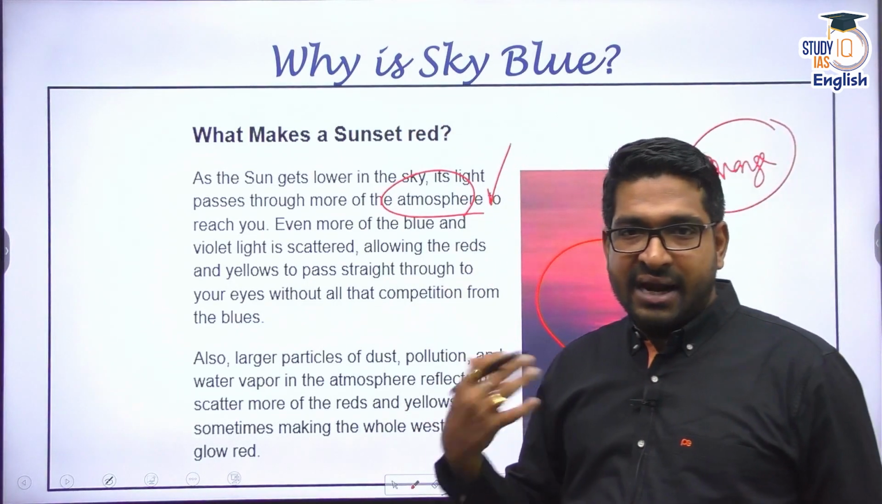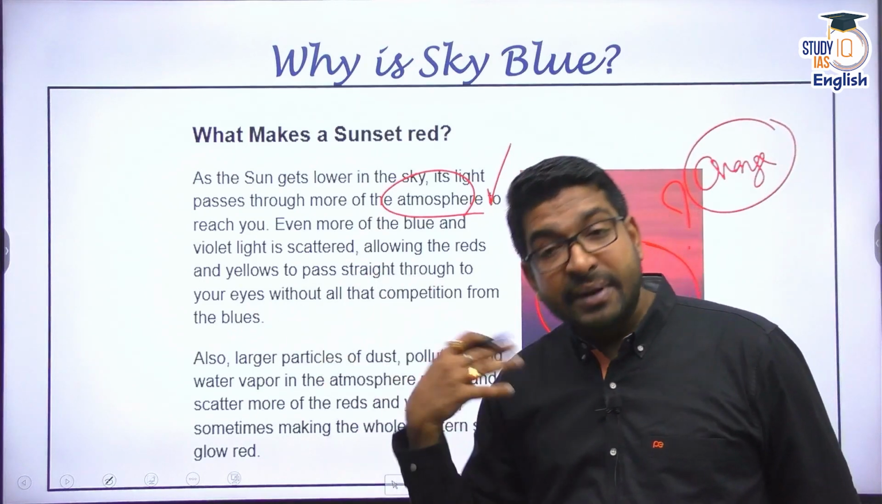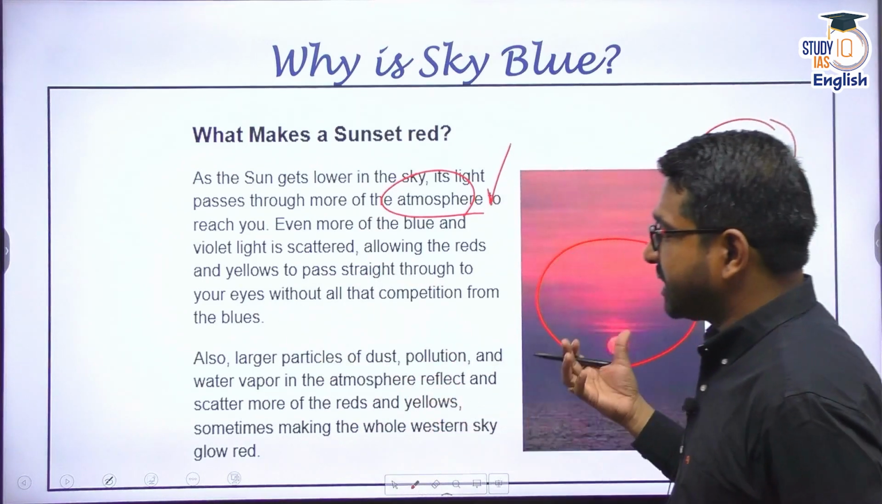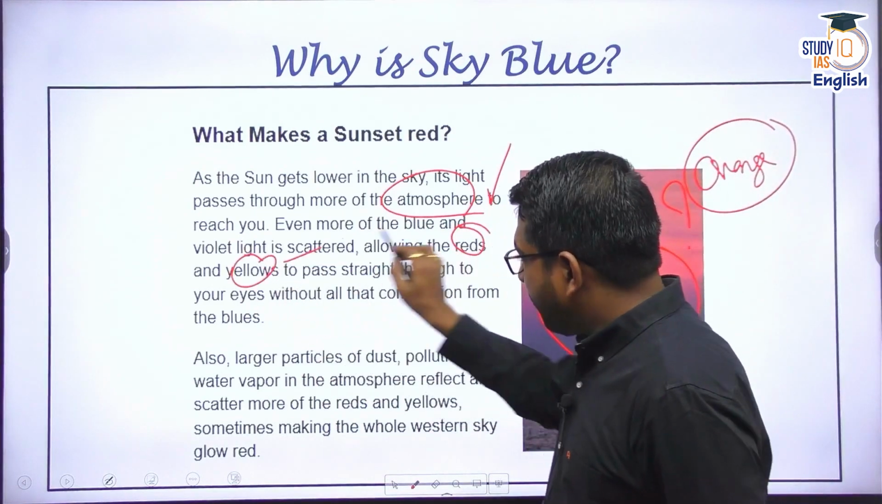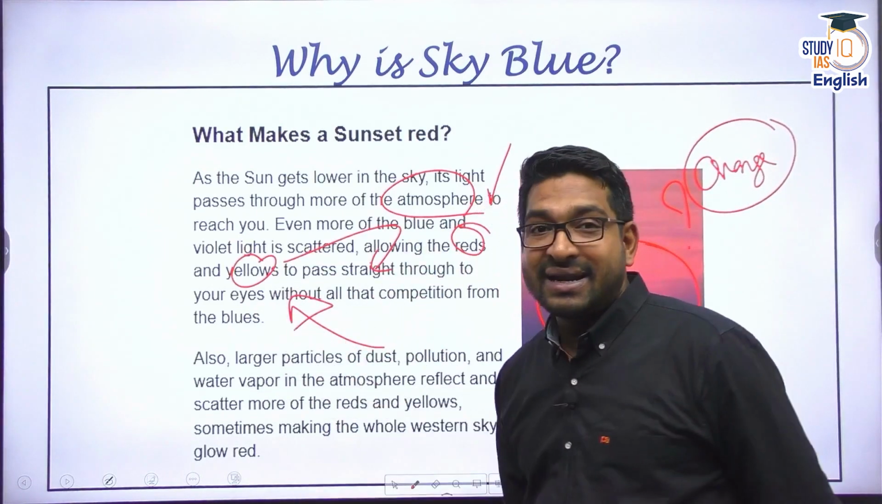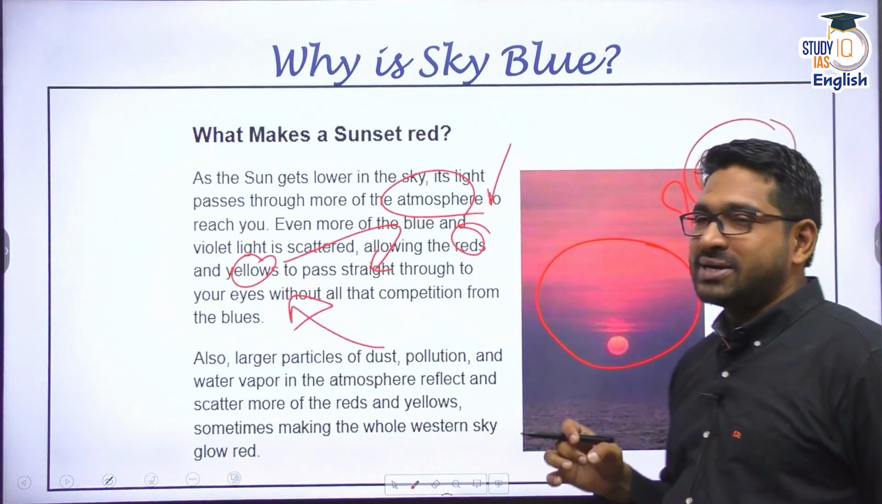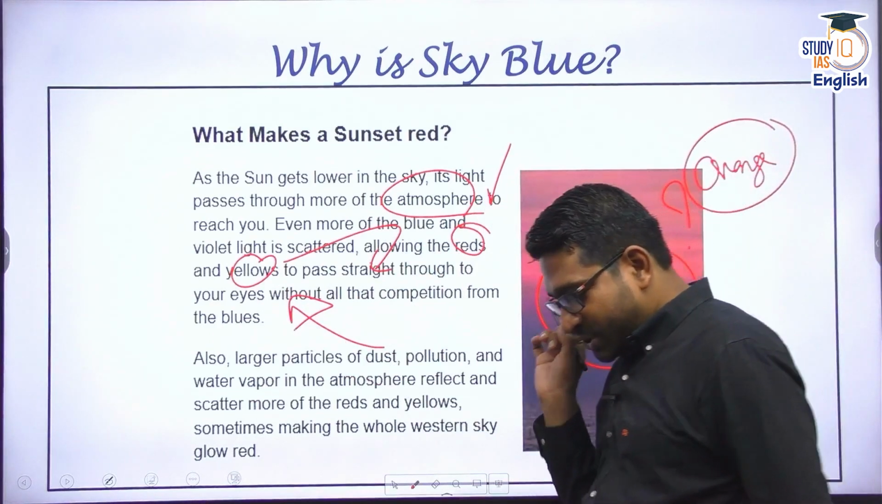Of course, blue light is scattered. Blue light is scattered multiple times now. By now, it has scattered multiple times. It allows red and yellow light to pass straight to our eyes, and that is why it looks reddish to us. Again, this is, I would say, an optical illusion itself.